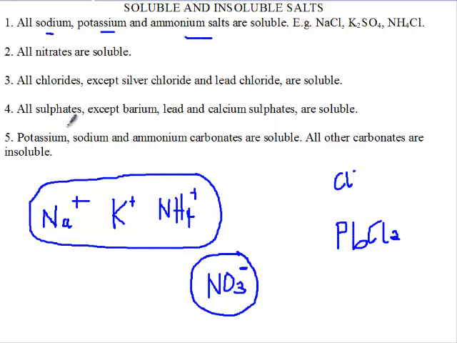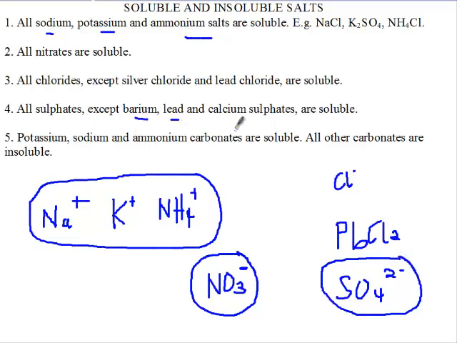Next one, all sulfates except barium, lead, and calcium sulfates are soluble. So all sulfates are soluble. Barium sulfate, lead sulfate, and then calcium sulfates are not soluble. All sulfates, SO4 2-. Okay, so any salt with this as the anion is going to be soluble. But when barium, lead, or calcium is the cation, that means that salt is not going to be soluble.